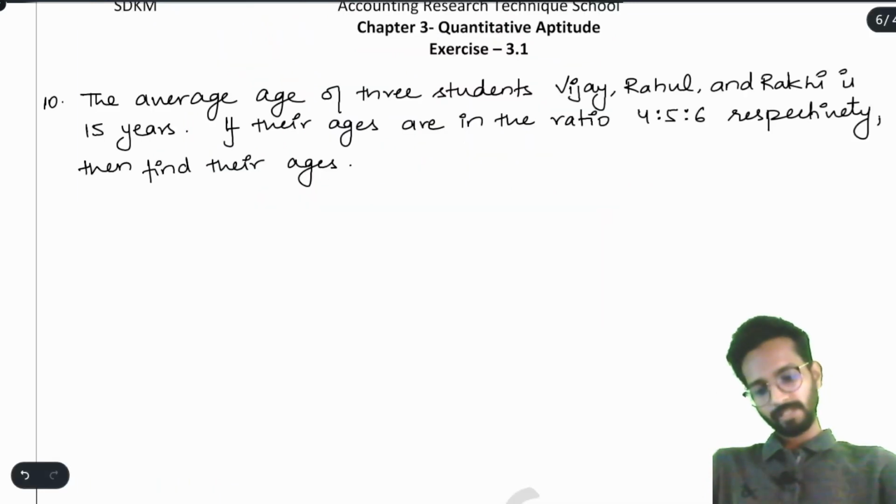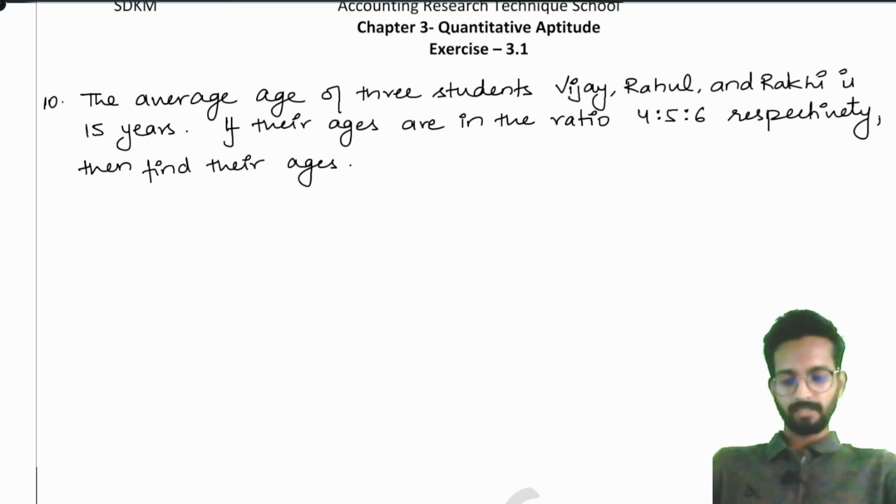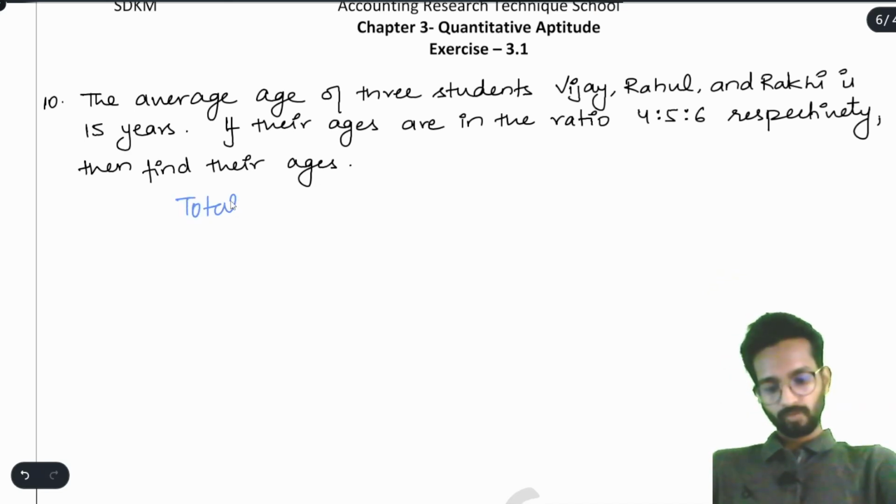See now, what's the 10th question? The average age of 3 students, Vijay, Rahul and Rakhi, is 15 years. If their ages are in the ratio of 4 is to 5 is to 6, find their ages. Now, if I tell you, I want to know the total age of all the 3. You will say, sir, if you want to know the total age, you have to multiply the average by the number of observations. 1, 2, 3. So 3 are there. Average age is 15 years into 3. So total age is 45 years.